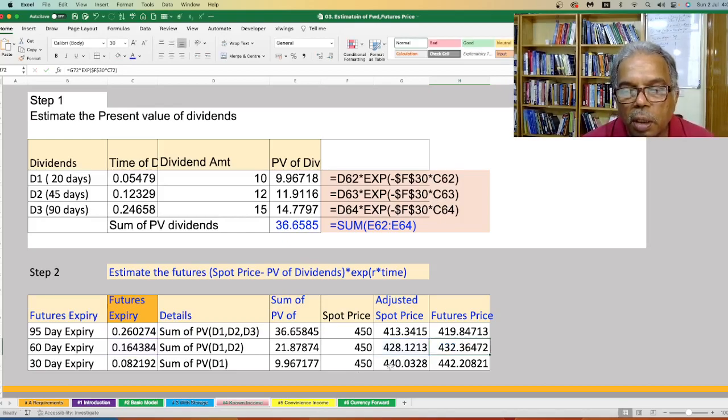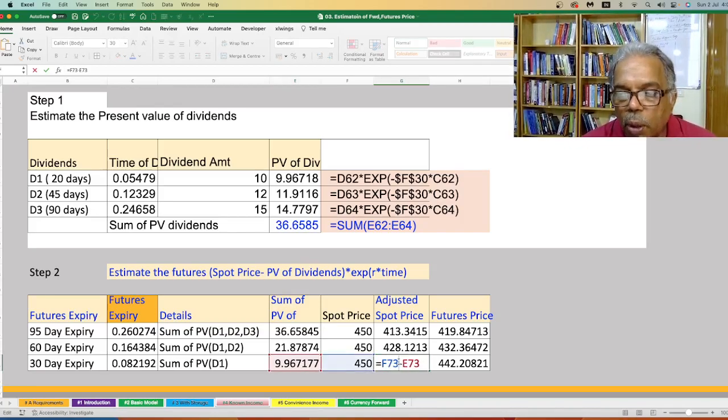RT. The third one, the future is expiring in 30 days. That means we can only include the first dividend, and that is a 20-day dividend. So calculate the present value of D1, that is already calculated. So calculate the adjusted spot price, 450 minus the present value of D1, and that will give you the adjusted spot price. So you can calculate the futures price for the 30 days.